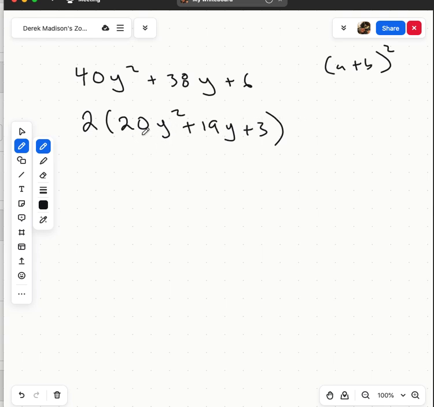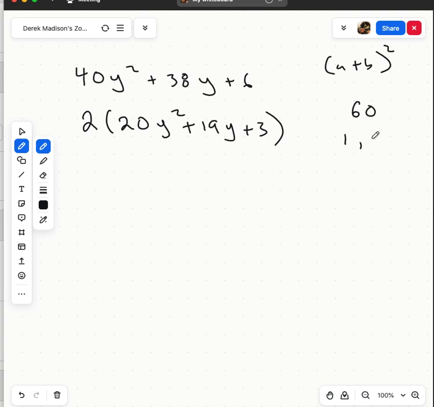For this one, I'll use the AC method. So I'm going to go 20 times 3, and that's going to get me 60, and that's my A times my C right there. And then kind of like the easier ones, now I have to say what multiplies to be 60 and adds to be 19. It can be hard to spot that number. If you get stuck and you can't quite see where to go, just start the list.